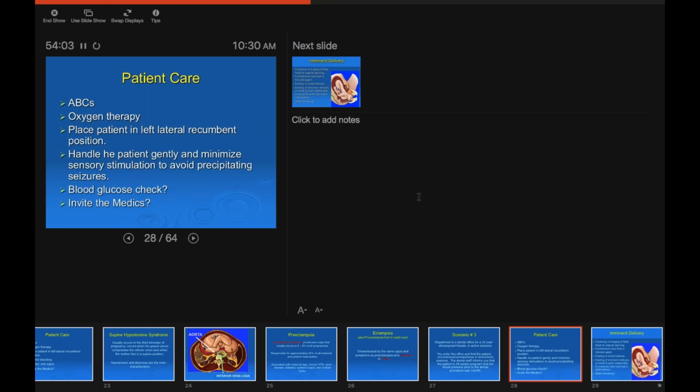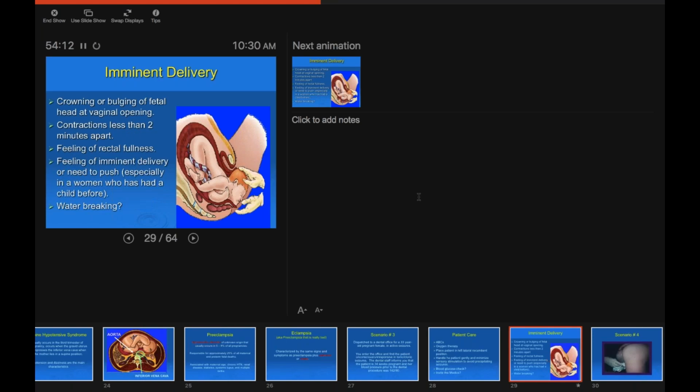Kind of a side note, you deliver a baby, where do you check the glucose in the neonate? Heel. Right on the heel. Good job. All right. Good job.